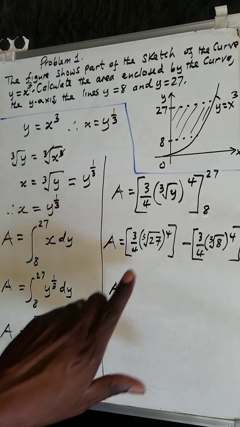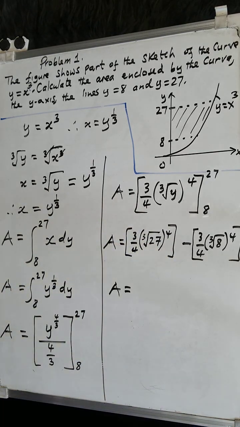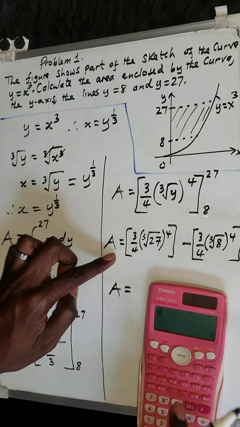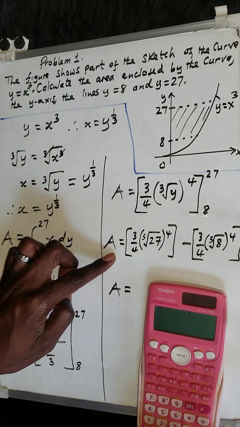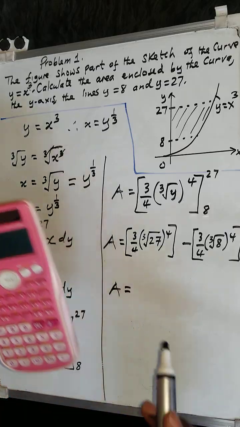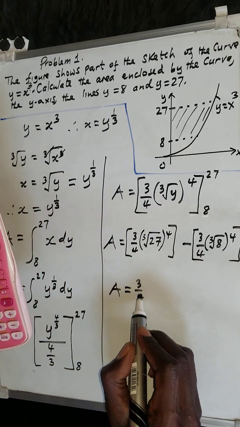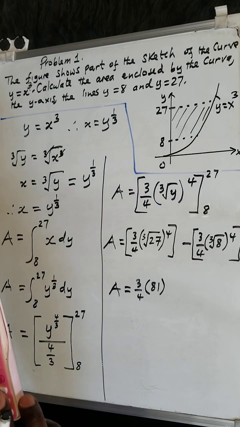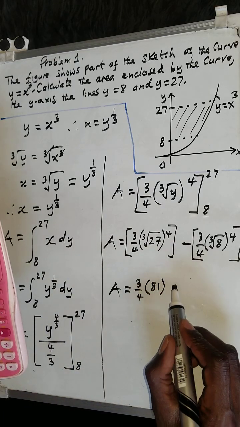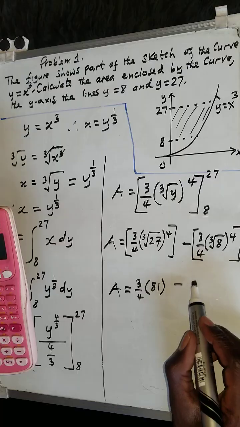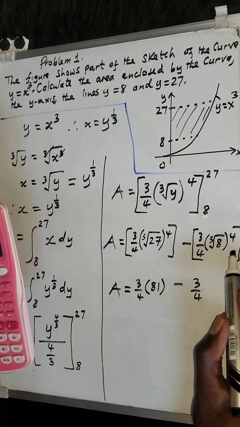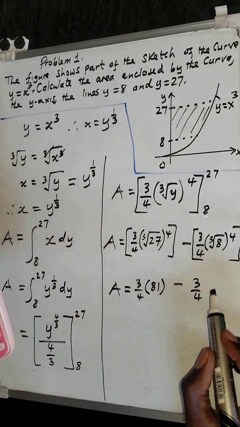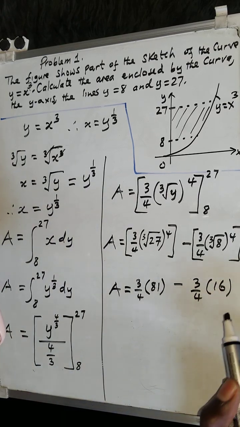What is that number? When you multiply it 3 times, it will give you 27. It is 3. But 3 raised to the power 4 will give you 81. So it is going to be 3/4 multiplied by 81. But remember, you can actually try to work that out. Minus the cube root of 8, which is 2, raised to the power 4, that is 16. So you are going to have, in this case, multiplied by 16.